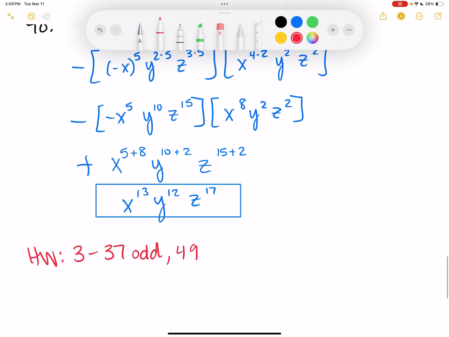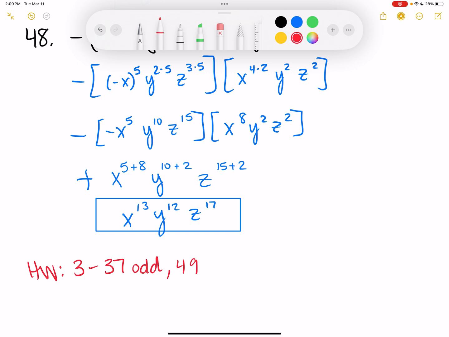So your problems are 3 through 37 odd. I know it seems like a lot, but it does not take that long to do these problems. Okay? Especially the early ones. And, yeah, the early ones really shouldn't take you that long. Number 49 is one like this, but it also has numbers. Okay? But it's not hard numbers. They're numbers that you should be able to multiply relatively easy to do.